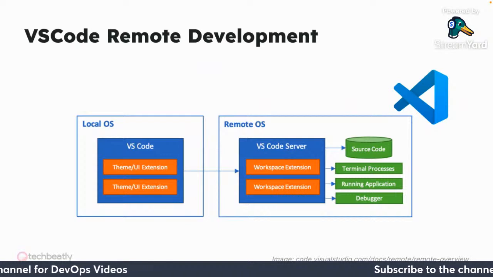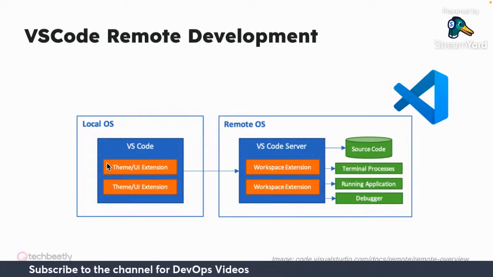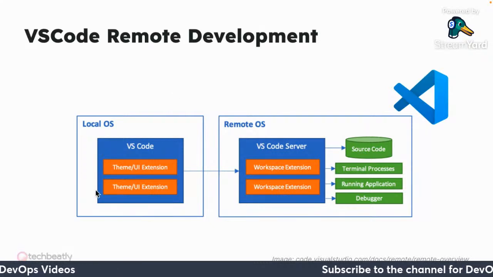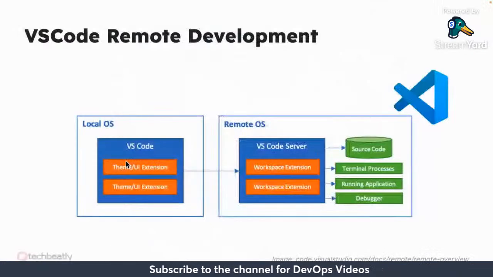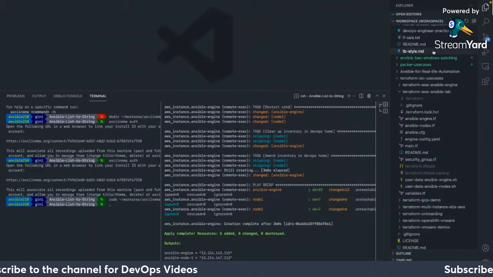So this is the internals of VS Code remote development. Here you have the local OS. It can be your Mac operating system, Windows, or Linux, because VS Code is available for Linux, Windows, and Mac. Then you have the normal VS Code. This is your VS Code, you can open anything and edit it here.